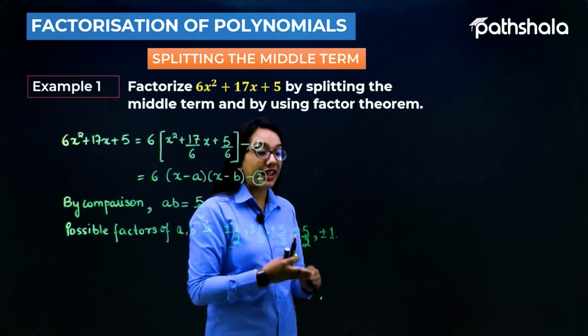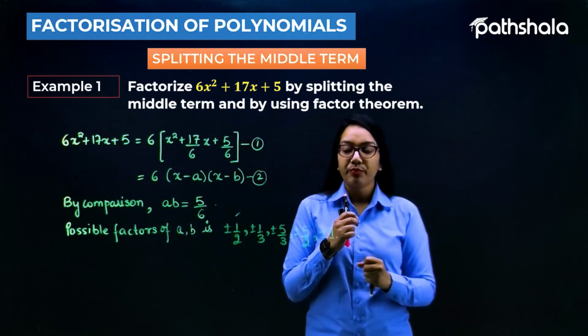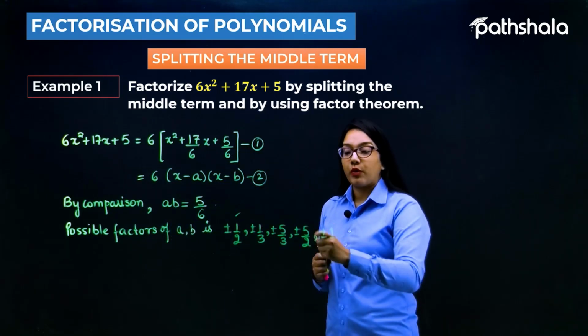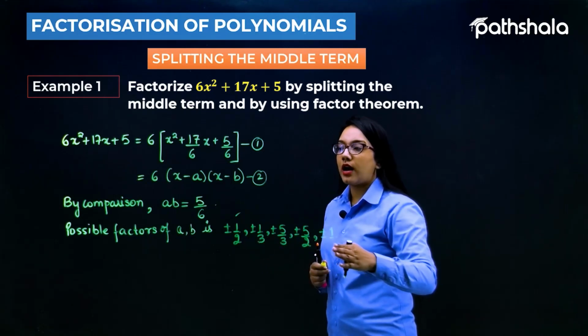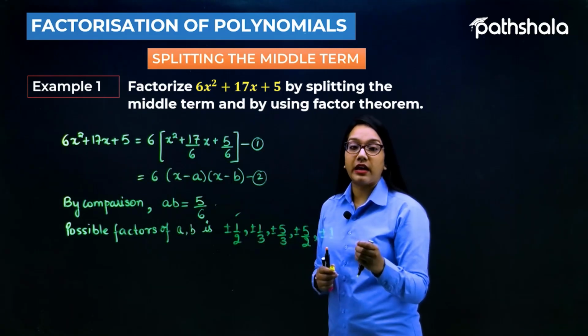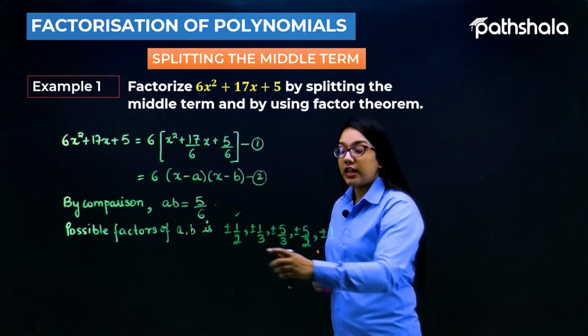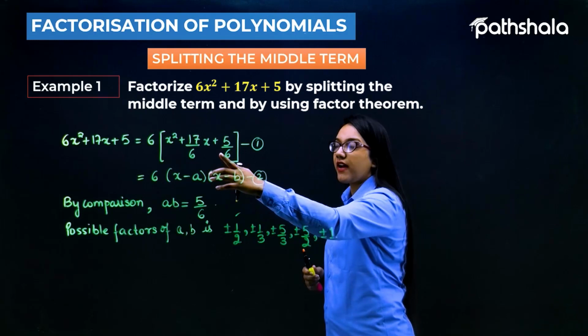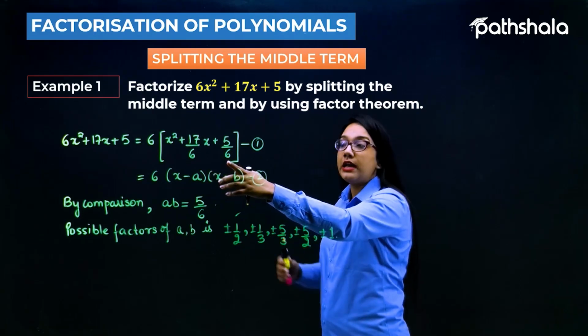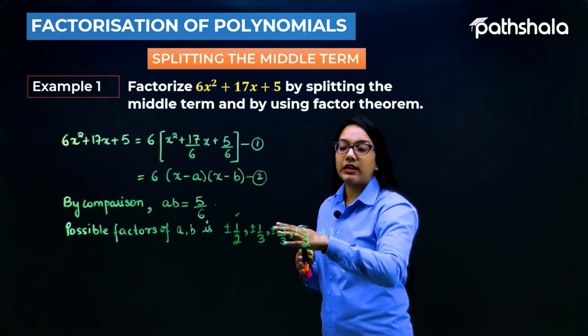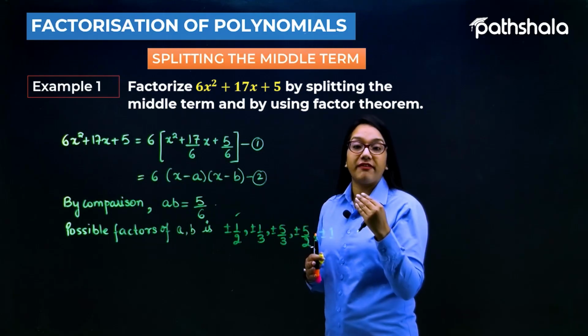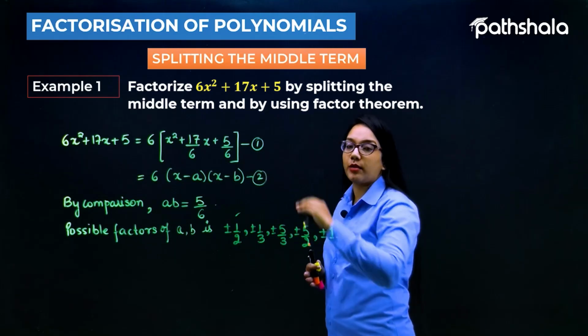Now we have to check by the hit and trial method whether these all satisfy our given quadratic polynomial or not. If a term satisfies this particular polynomial, then we can say that it is a factor of this quadratic polynomial.